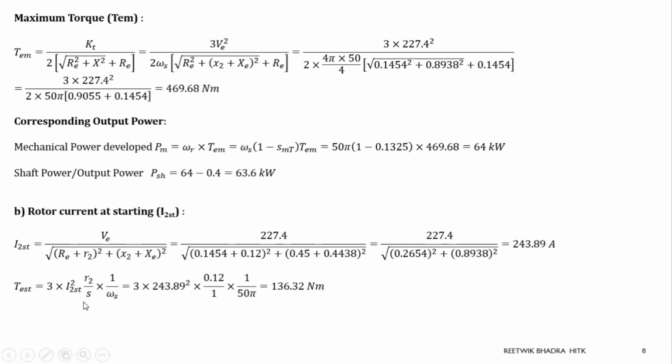Then, test, what is our power? 3 into I2 square R2 by S into 1 by omega S will be our power, torque at starting. So 3 into I2 square, which is already found at 243.89 square. What is my R2? 0.12. What is my slip at starting? 1. Into 1 by omega S. Omega S is 50 pi, written over here. You will get 136.3.